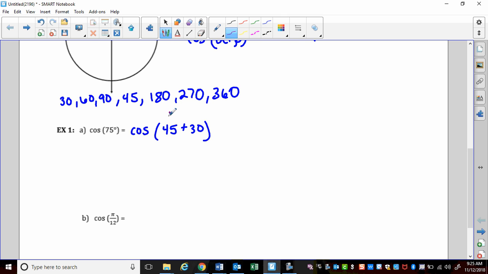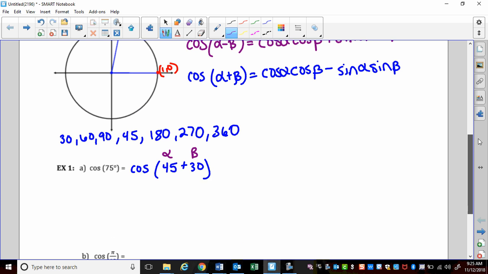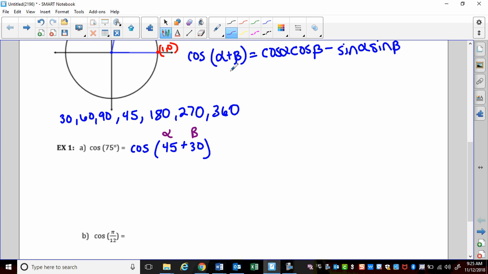Now 45 is going to be my alpha and 30 is going to be my beta. And I'm just going to plug it into my formula. So I'm going to plug it into the sum formula, which is cosine of alpha, which is 45, cosine beta, beta is 30, and then we're going to subtract sine alpha, alpha is 45, times sine beta, sine of 30.